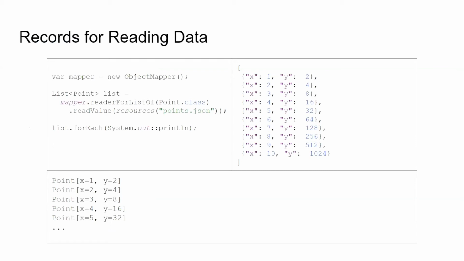In this example, our point class is passed to the Jackson object mapper, which reads in data in JSON format and transforms the JSON file into point objects. We can then stream this data out and print it using the generated toString method that the Java record provides.